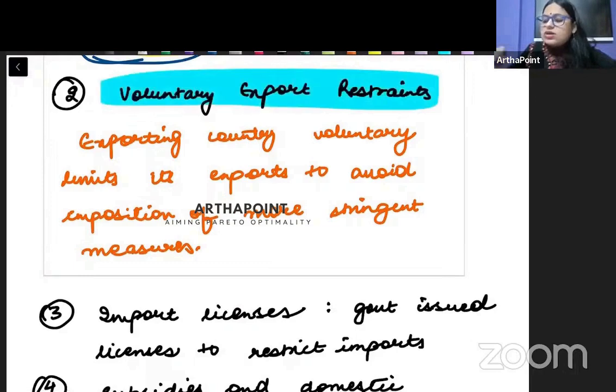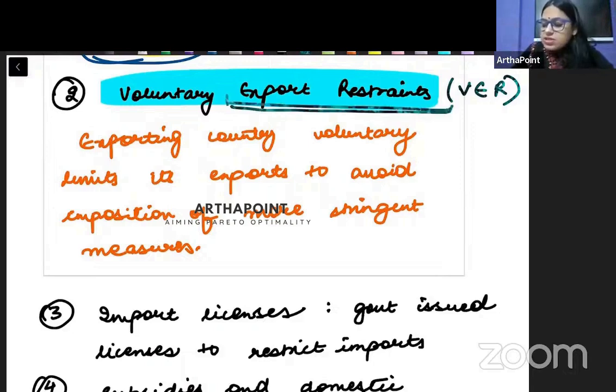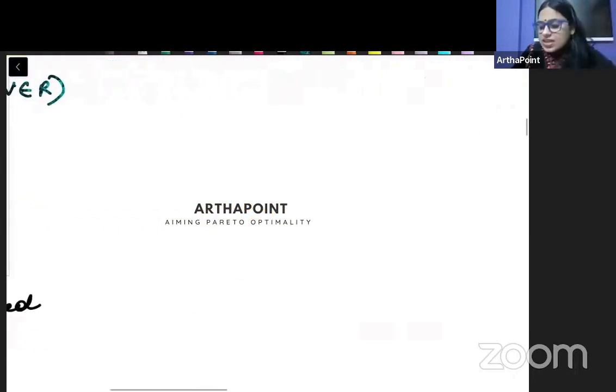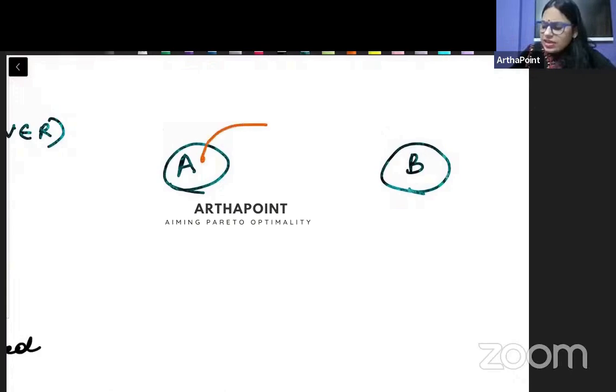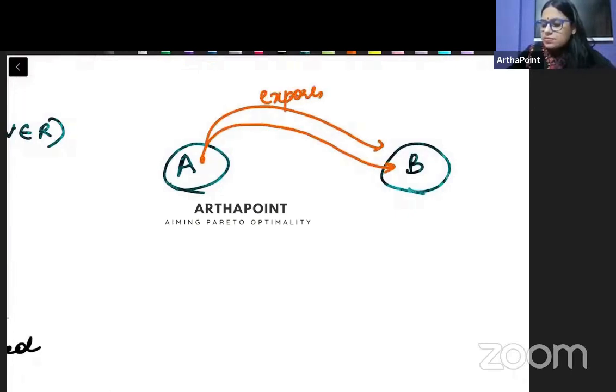Voluntary export restraints. This is called as VER. ध्यान से समझो। Voluntary means what? खुद से करना कोई चीज। Export restraint means what? एक्सपोर्ट्स को रोकना। So for example, there is a country A, there is a country B. What country A is doing? Country A is selling its goods to country B. ये export कर रहा है country B में. Country B is very tired of it. Country B अपने goods तो बेच नहीं पा रहा है.